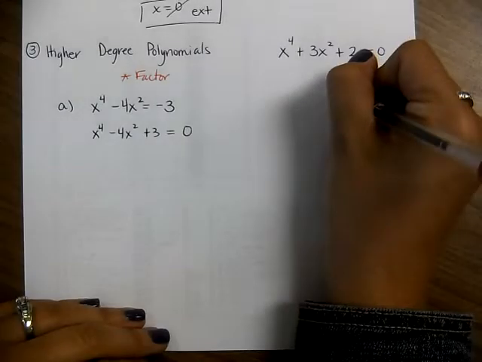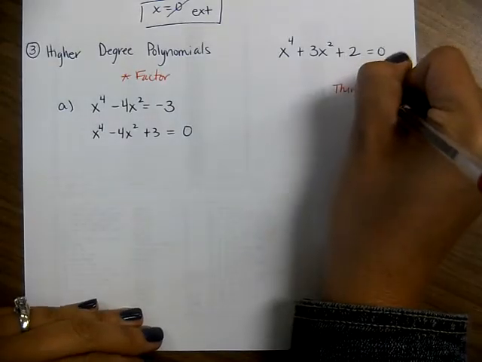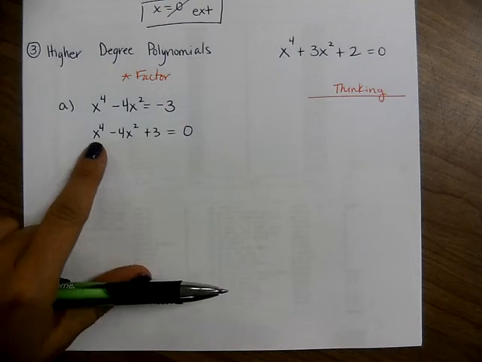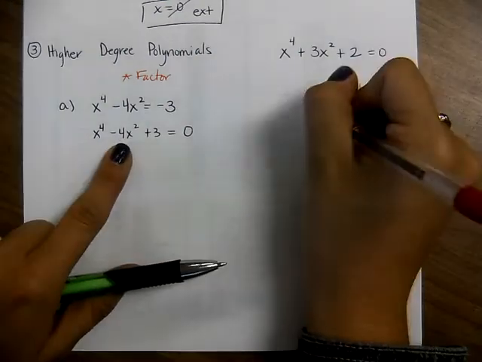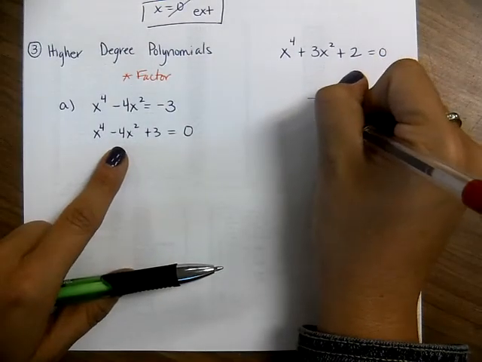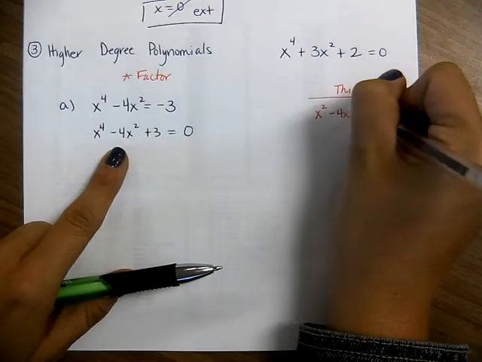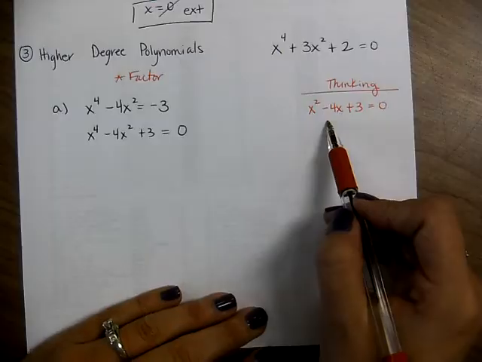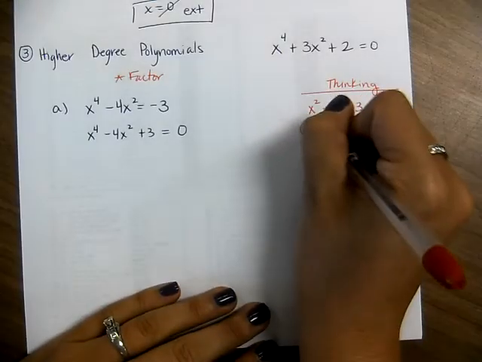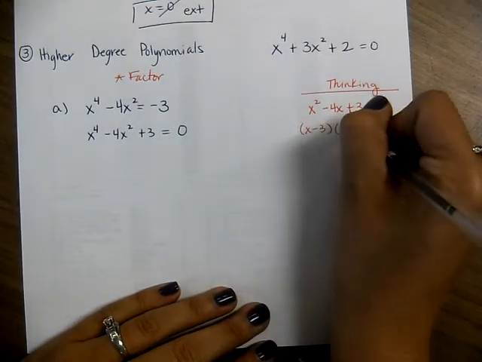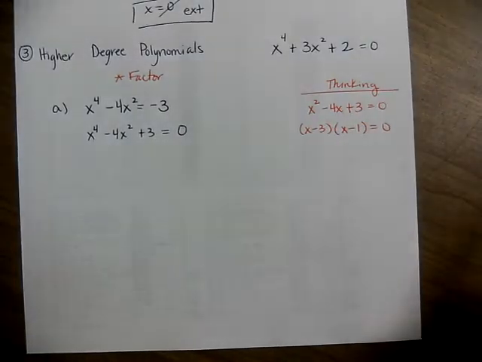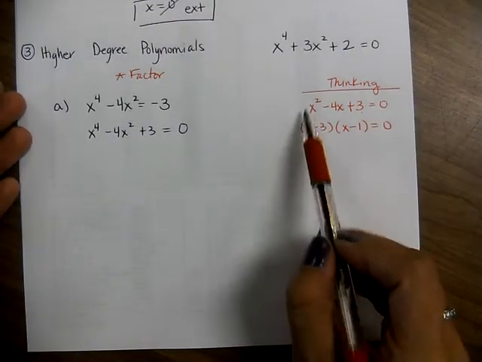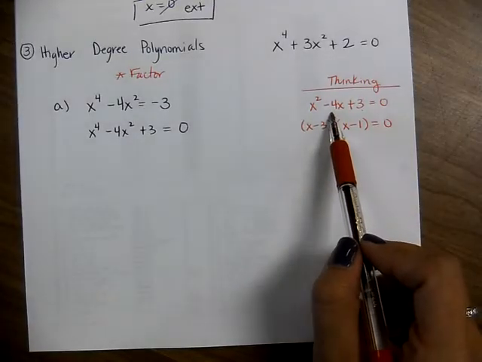Remember that thinking little column we got going on where we make things easier? Okay, so this is what I'm going to do instead. Instead of looking at it like x to the 4th and x squared, I'm just going to think about it like, what if this was x squared minus 4x plus 3? Do you know how to factor that? Yeah, it factors to x minus 3 times x minus 1, right? Still the same rules. It has to multiply to a positive 3, multiply to x squared, and then add to that middle term a negative 4x.